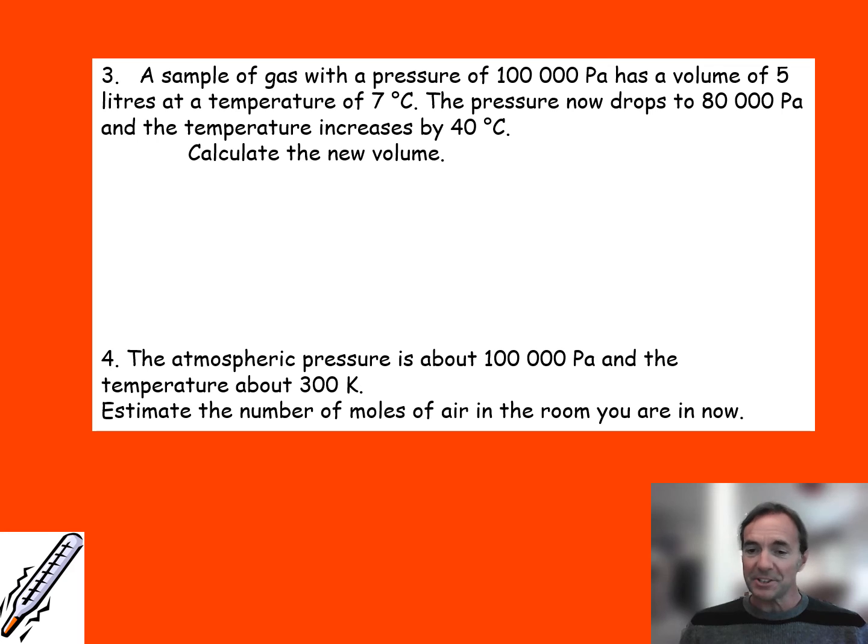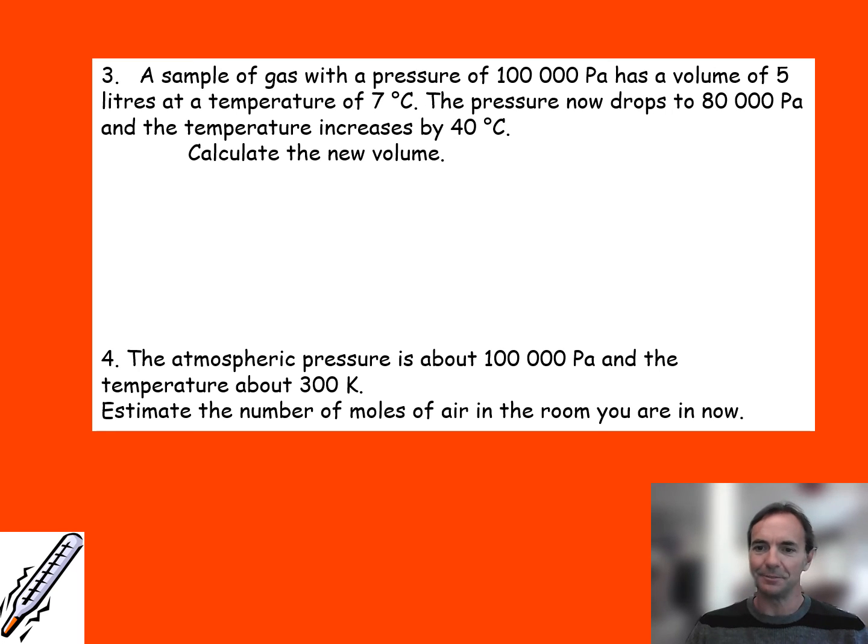And then number 4 is an excellent estimation one. I love these ones. And these do occur in exams, by the way, because you have to know rough figures. So atmospheric pressure is about 100,000 pascals and the temperature is about 300 Kelvin. Estimate the number of moles of air in the room you're in now. Now, you might be in a big room, you might be in a small room, so get your meters cubed. So meters wide, depth, height, get your volume, and there you go. You've got your temperature and your pressure, and therefore you can get the total number of moles in that room.